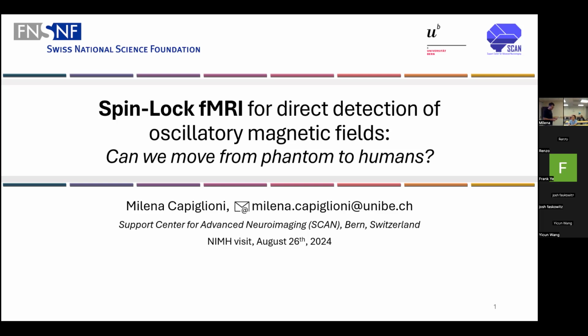And her work is on something that I've been thinking about for many years, and some of us have also been working on: trying to do direct neural current imaging using, in this case, a spin lock approach. And we'll be talking about that for the most part.